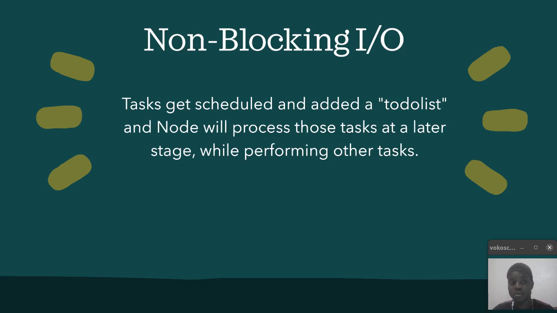However, we bring in a new term: what is non-blocking IO? Non-blocking IO is basically tasks get scheduled and added to a to-do list, and Node will process those tasks at a later stage while performing other tasks. That's how you can look at non-blocking IO. For example, when we look at modern web applications, your web app or your API should handle different tasks. One person could be logging in right now. While I'm waiting for the database to bring back the information of that user, I should be registering another user, or sending back data. That's how I look at non-blocking IO, right?